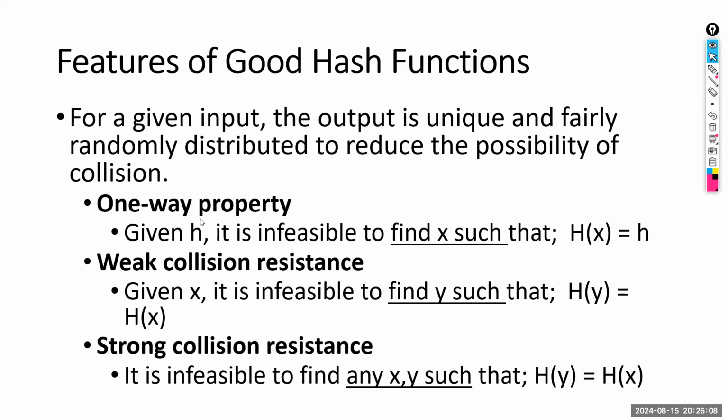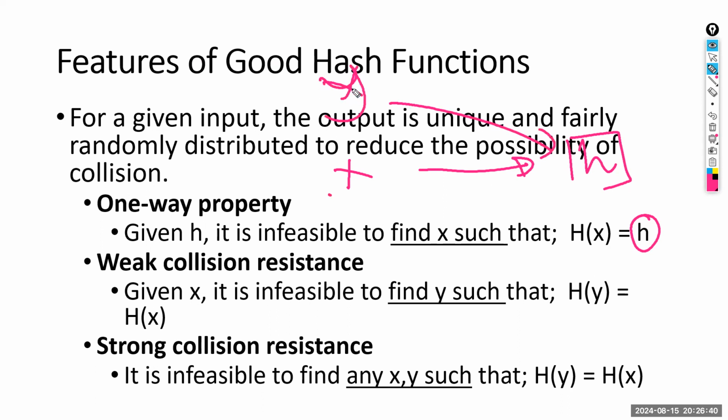So what is meant by one-way property? One-way property means, say given a hash value, for a particular x value, we have calculated the hash value. We know the hash value, but we don't know the x value. So someone must not be able to find it easily. Another possibility for the same H value.